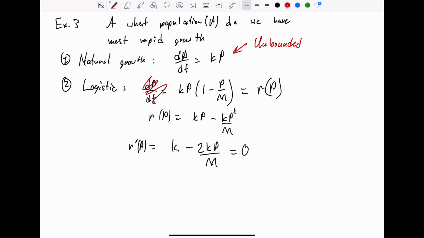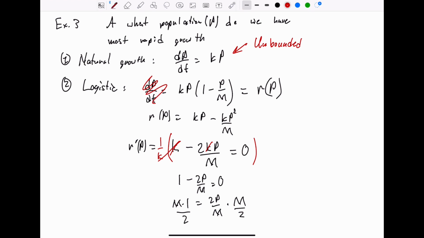So first thing I'm going to do here is to divide each side of the equation by k, or I'll just think of multiplying 1 over k on both sides. So on the left-hand side, these k's cancel out. And on the right, 0 times 1 over k is still just 0. So I get rid of the k, and I have 1 minus 2p over m equals 0. So 1 equals 2p over m, and I'm trying to solve for p. So I'm going to multiply by m on both sides and divide both sides by 2.